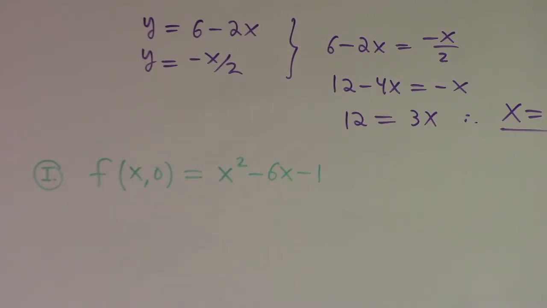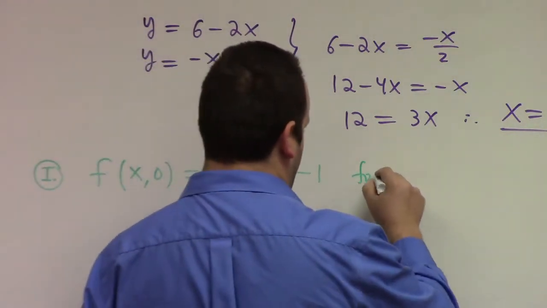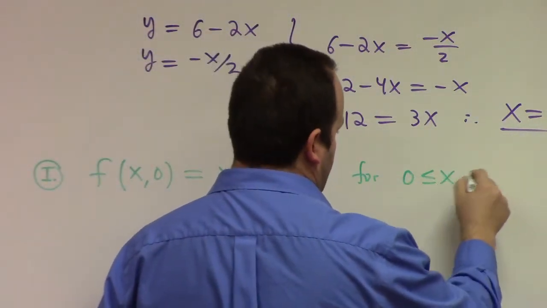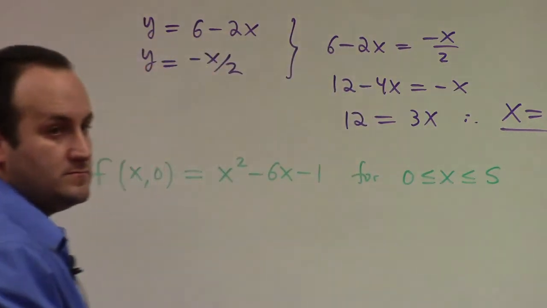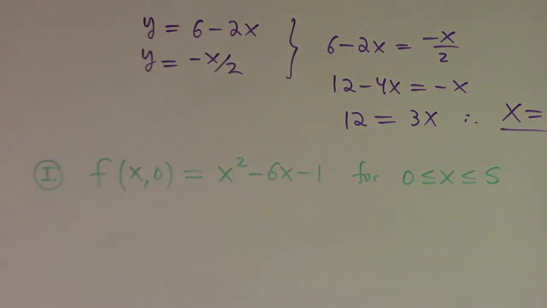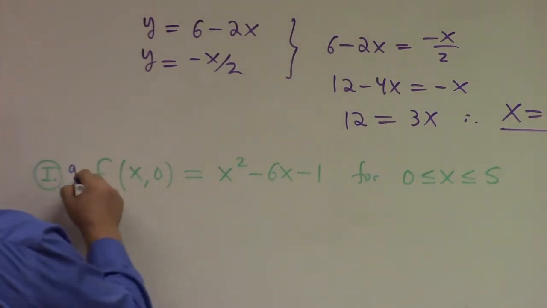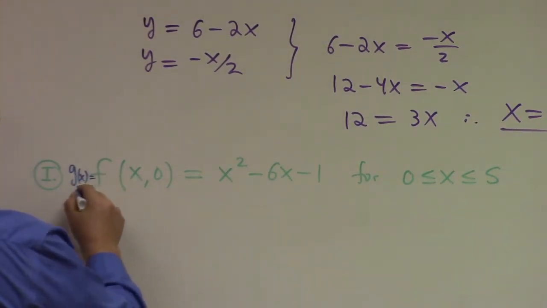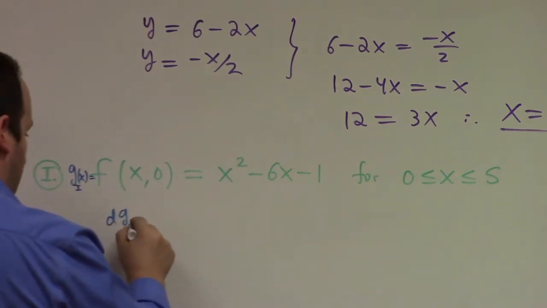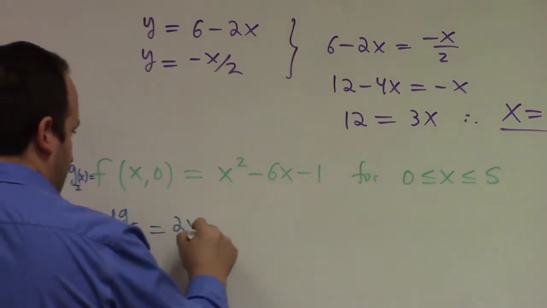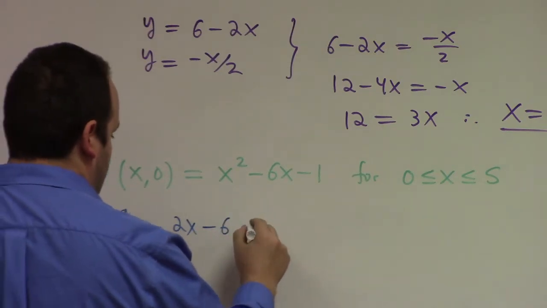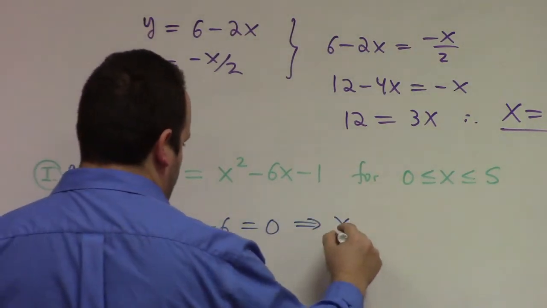This is better than that stupid triangle problem, isn't it? And on what? 0 less than or equal to x less than or equal to 5. And then we have to figure out where it's big and where it's small. I guess we'll do calculus. Let me call this thing G1. So dG1/dx is 2x minus 6. If that's equal to 0, that tells me x is equal to what?